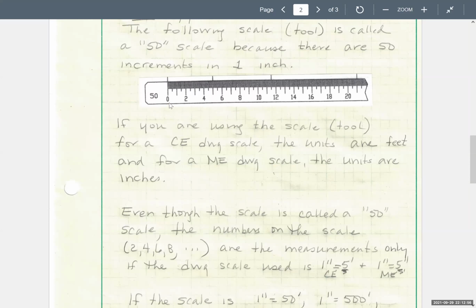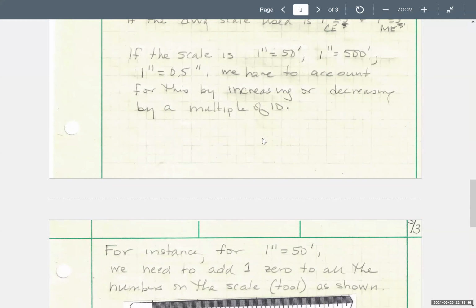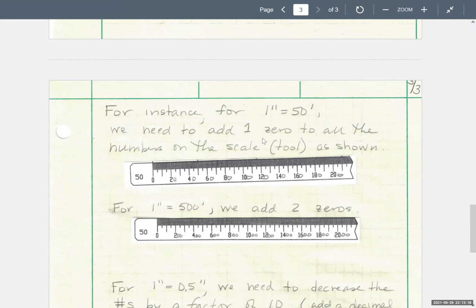Got it? So if it's 50, you add a 0. If it's 500, you add 2 zeros. If it's 0.5, you have to move the decimal place over 1. So it'd be 0.2, 0.4, 0.6, 0.8, 1.0, 1.2, because you're moving the decimal place over 1. Great. There is a message in chat. Adam, could you read it to me?